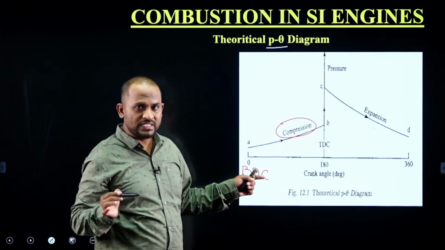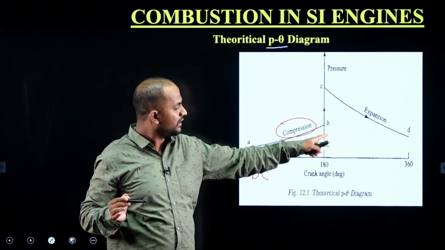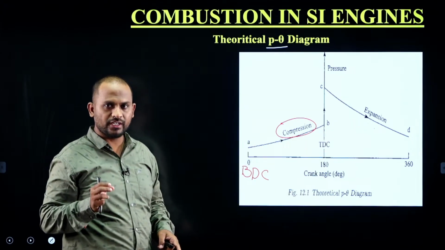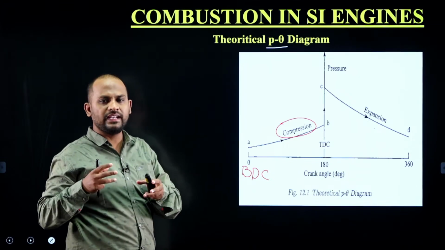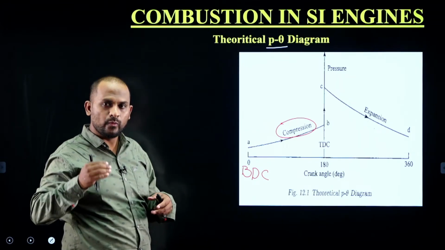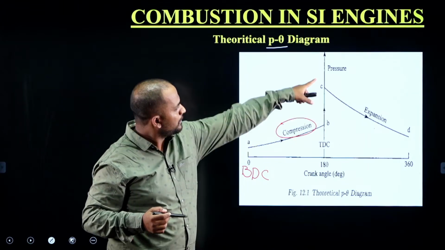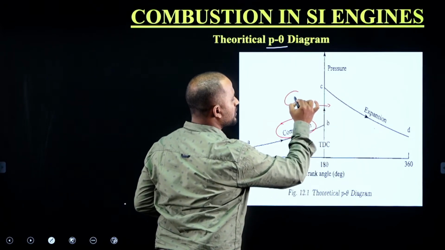Now when the piston reaches this point B, which is near the TDC, the spark is generated. Because of the spark generation, the charge present in the cylinder tends to combust, by which the pressure will be increasing. Here you can see the pressure increases from B to C. This is the process of combustion.